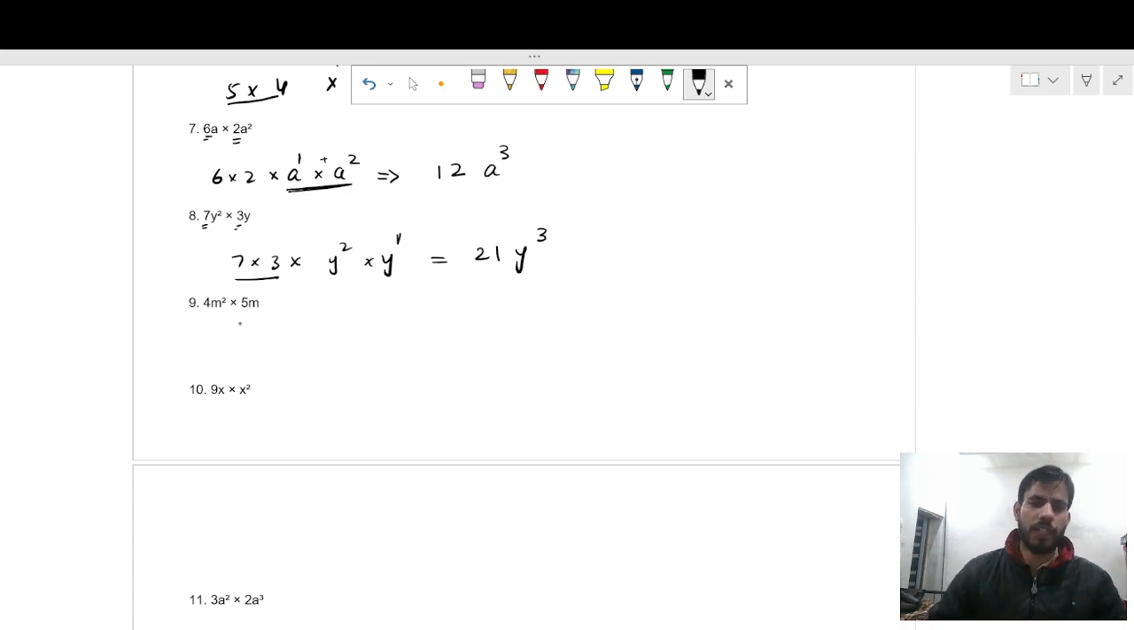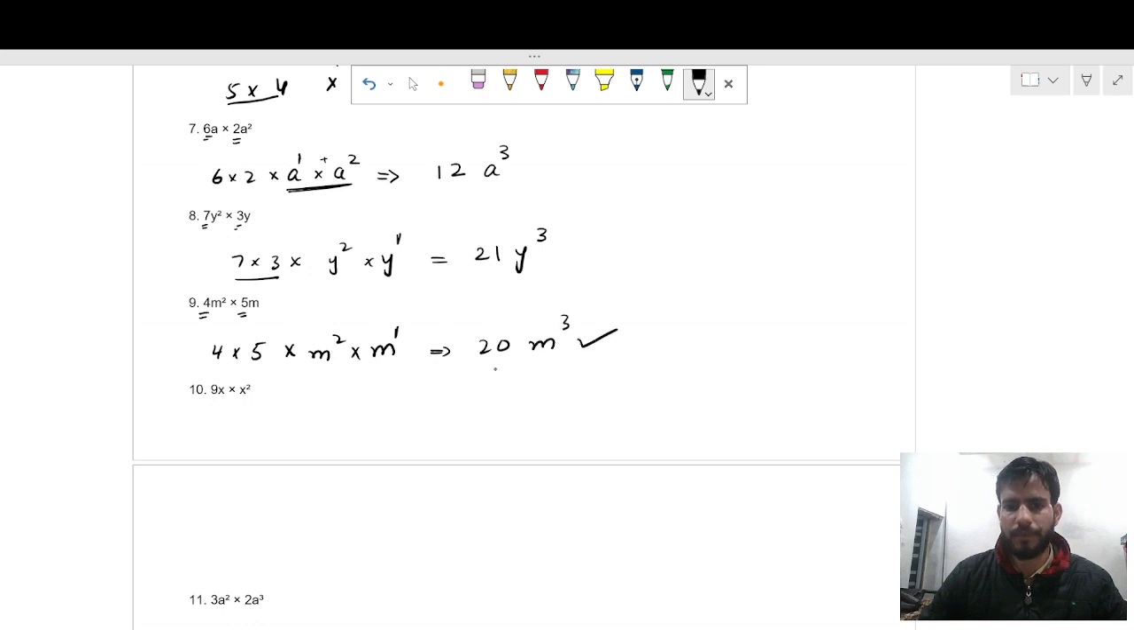Next question, if you will see, 4m times 5m squared. Again first of all we will multiply the constants, so 4 times 5 times m squared times m. This m squared times m. Now again 4 times 5 is 20, and we have the same base, so we will add the powers. 2 plus 1, there is an invisible 1, so 2 plus 1 is 3, so m to the power of 3. That is our answer.